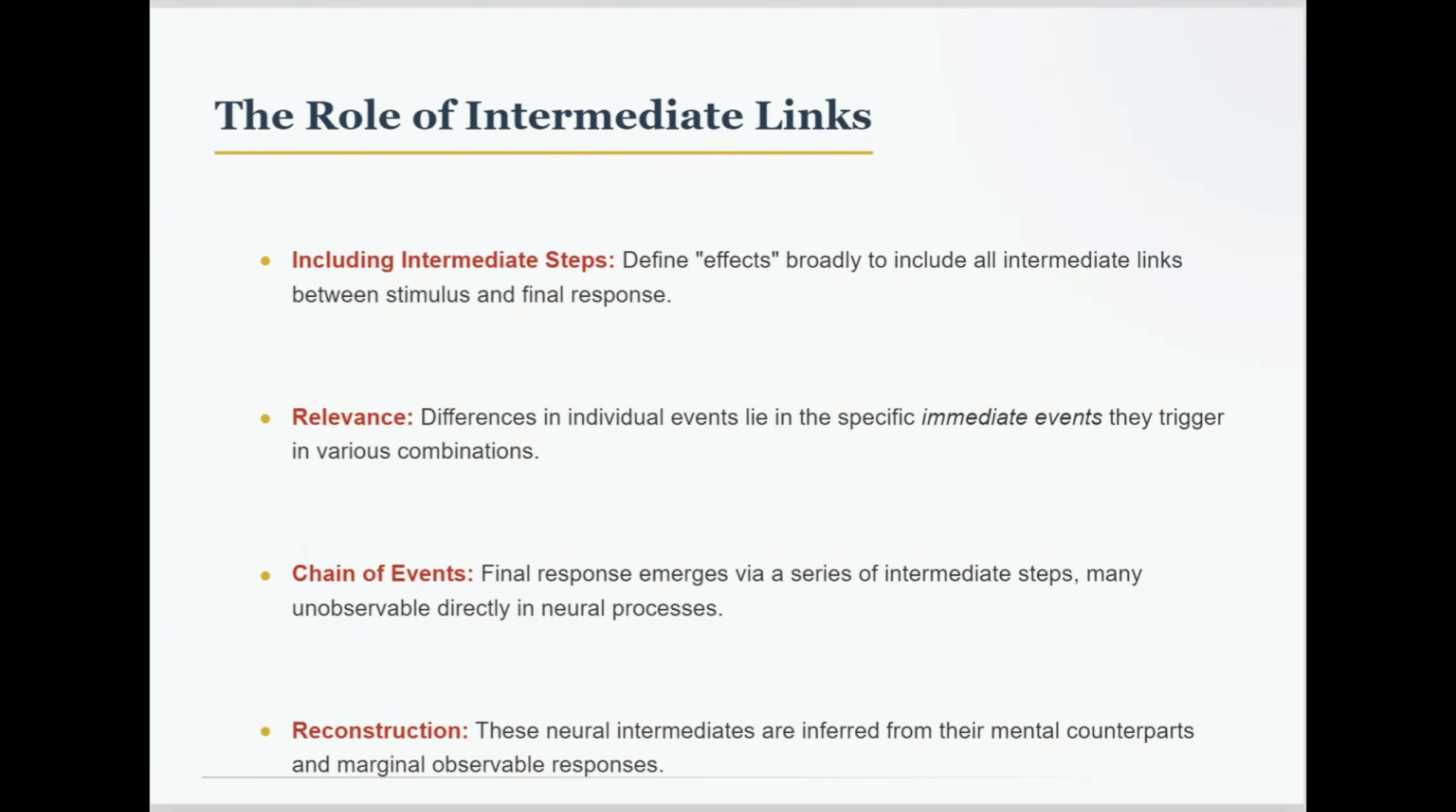Think of it like a relay race. The baton passer, stimulus, triggers the first runner, neural event 1, who then triggers the second runner, neural event 2, and so on, until the final runner crosses the finish line, observable response. The effect of the initial stimulus isn't just the final crossing, it includes the activation of every single runner in the sequence. The difference between two stimuli, say, a loud noise and a soft whisper, might lie in which specific intermediate runners they activate, or in the timing of their activation. These intermediate steps are often hidden from direct observation in the brain, but we can reconstruct them by looking at the mental effects they produce and the occasional observable responses they trigger later on.